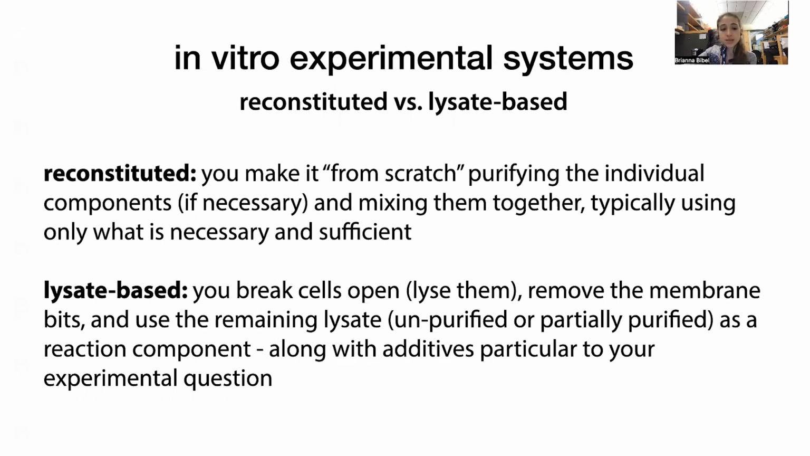With a lysate-based mechanism, you break cells open, so you lyse them, and you remove the membrane bits, so you can centrifuge it to spin out the heavy membrane, leaving you with the soluble stuff. Then you can use that remaining lysate. Either you can partially purify it, or you can just use it unpurified. And you can use that as a reaction component along with additives particular to your experimental question.